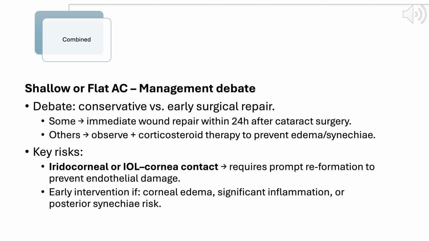The key risks are serious and dictate when early intervention is necessary. If there is iridocorneal contact or if the intraocular lens comes into contact with the cornea, urgent reformation of the chamber is required to prevent endothelial damage. Likewise, if there is corneal edema, significant inflammation, or high risk of posterior synechia, early repair should not be delayed. Ultimately, the management approach must balance the risks of waiting with the risks of surgery.